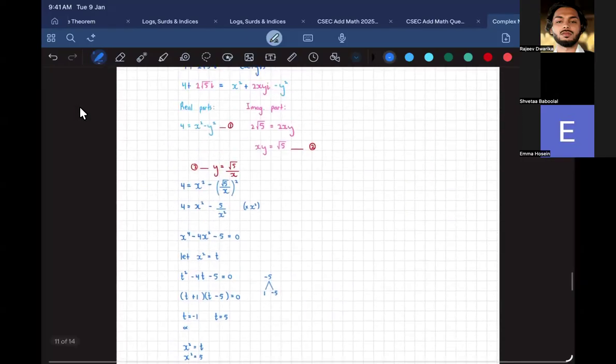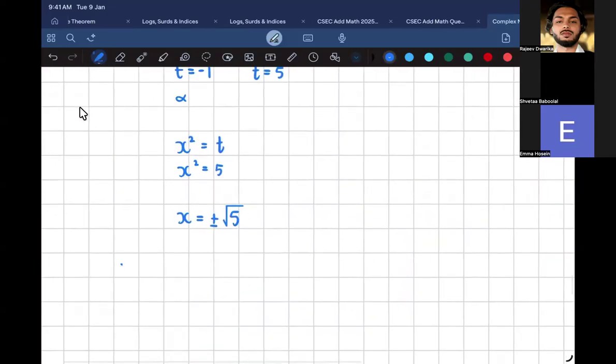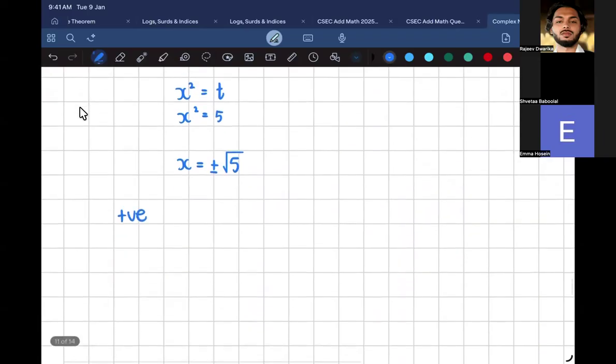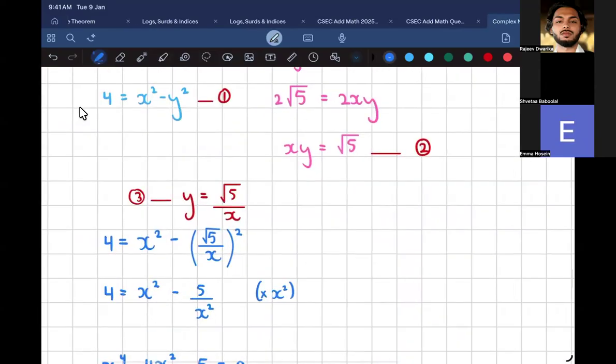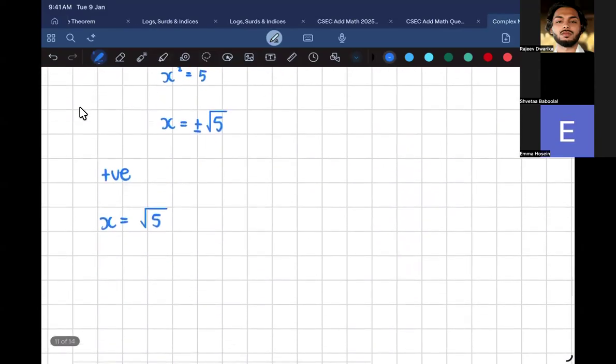Right. And so let's look at the positive one first. So x is equal to root 5. If x is equal to root 5, you plug that into y, and that would be root 5 over root 5. So y is equal to what?